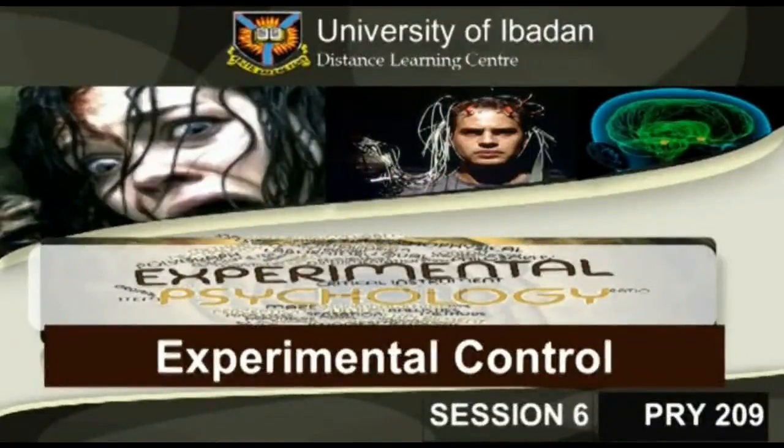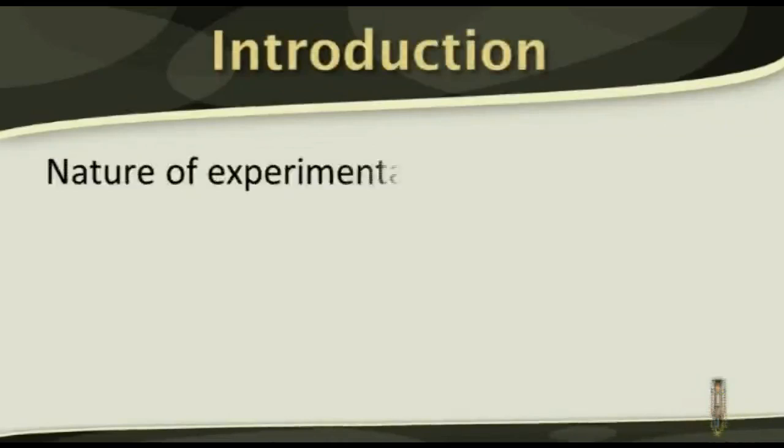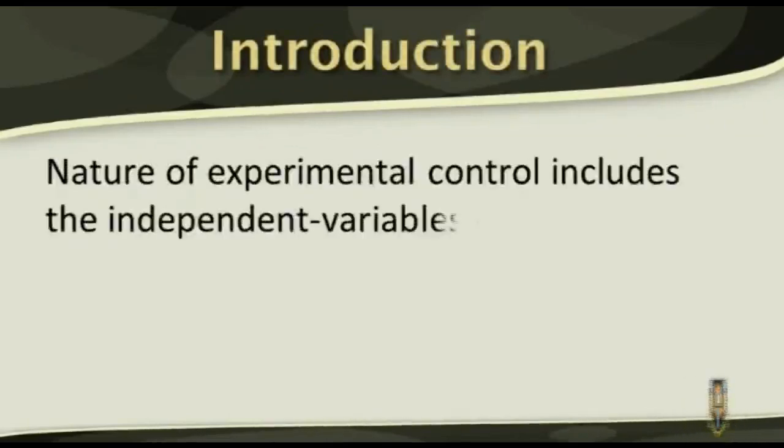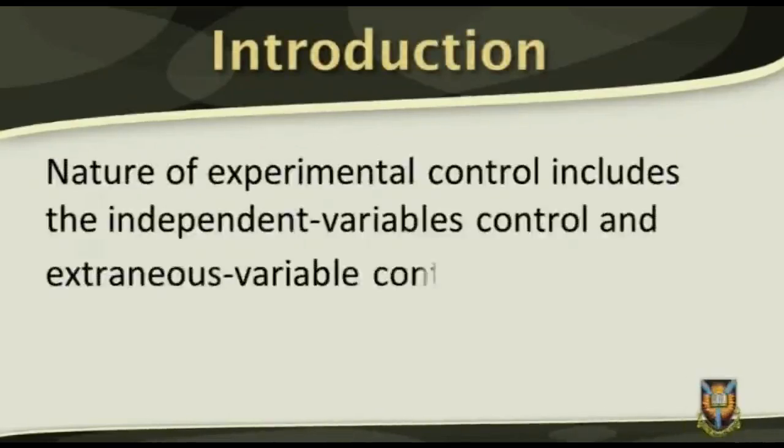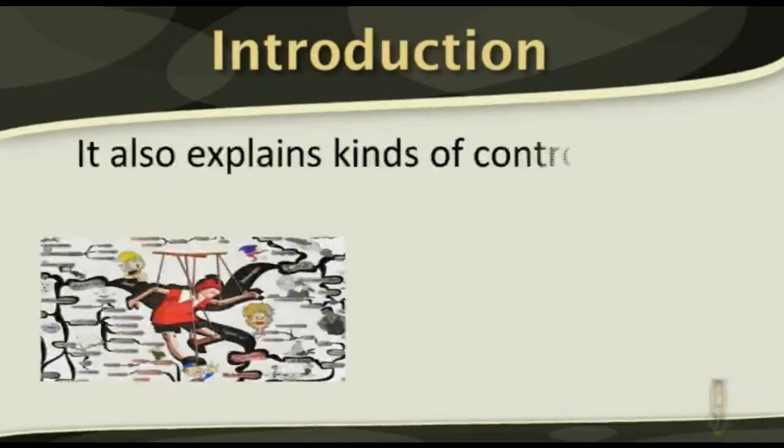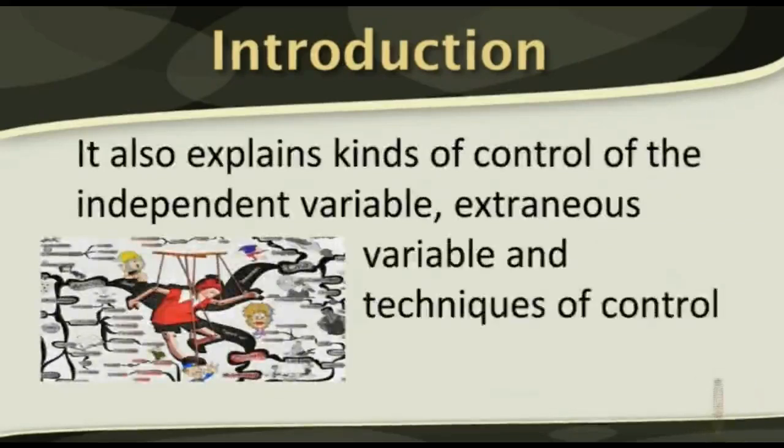Experimental Control. Introduction. This study session discusses the nature of experimental control, which includes the independent variable's control and extraneous variable control. Furthermore, the study session explains kinds of control of independent variable, extraneous variable, and techniques of control.